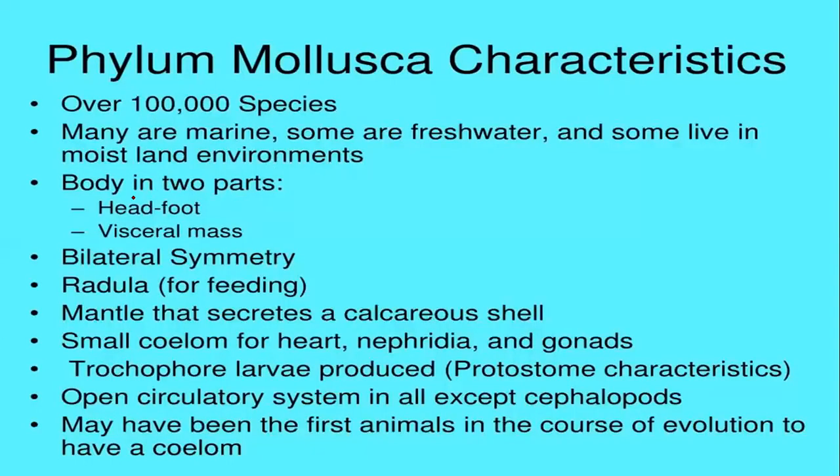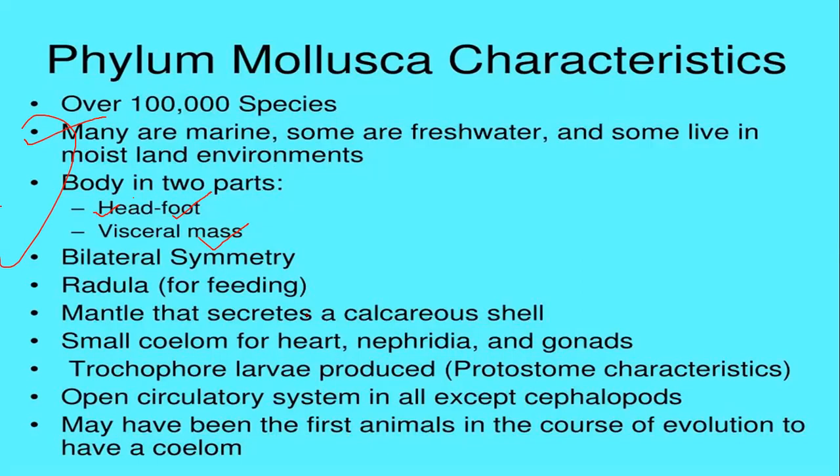Now there are some features of this group of organisms. Many are marine, some are freshwater, and some live on moist land. This is their habitat. The body has three parts: head, foot, and visceral mass. Then we have discussed symmetry, which is bilateral, radula for feeding, and the mantle secreting the calcareous shells.